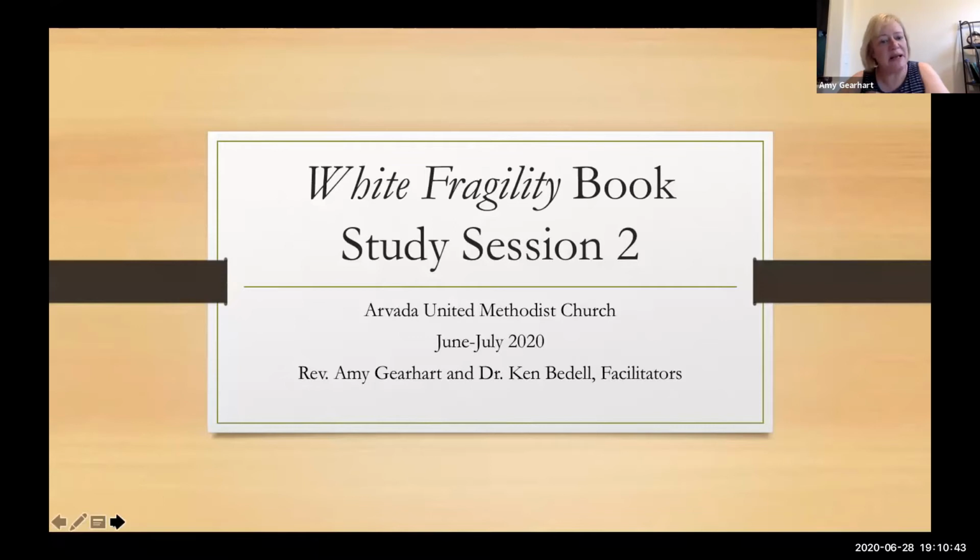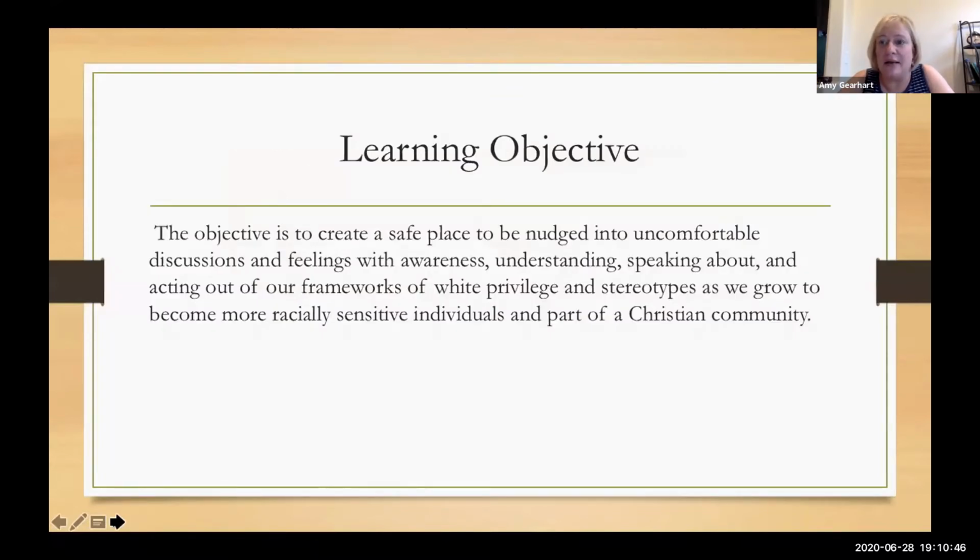So we're spending time tonight on chapter 2, which really needed some good unpacking and some conversation tonight. Here's our learning objective that we talked about last week: to create a safe space to be nudged into uncomfortable discussions and feelings so that we can, as we learned from D'Angelo this week, start talking about this and break open this fragility and this cloak of protection that white people create around themselves to keep from having to talk about these hard things.